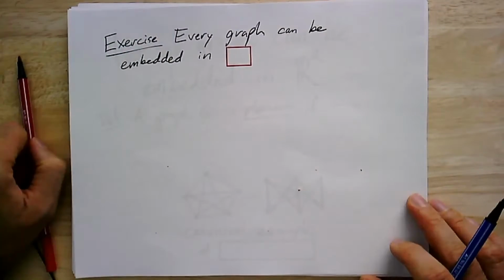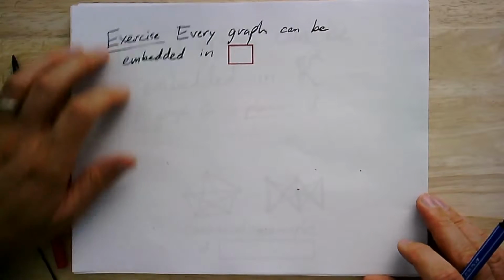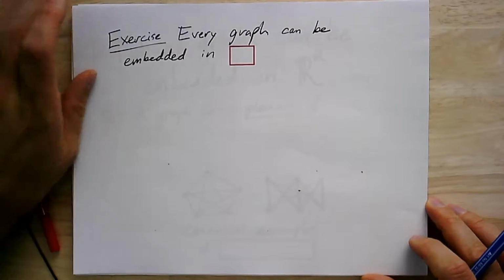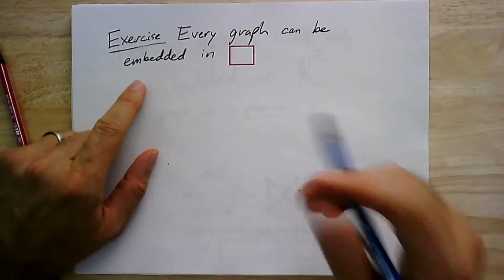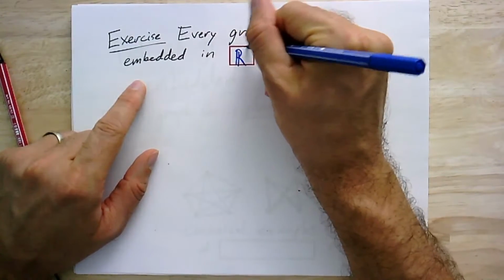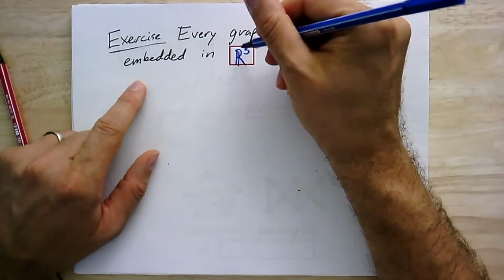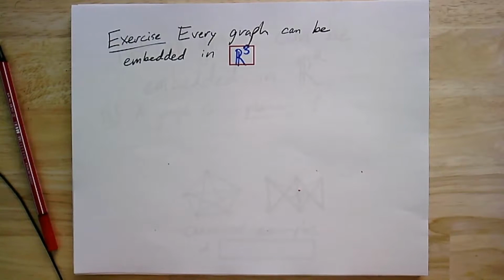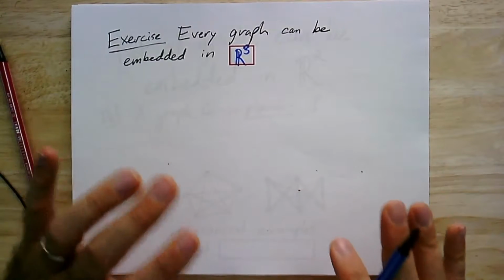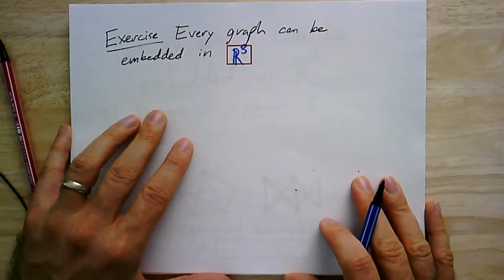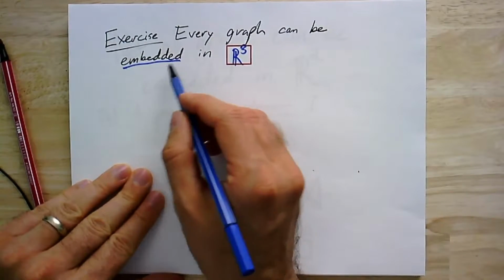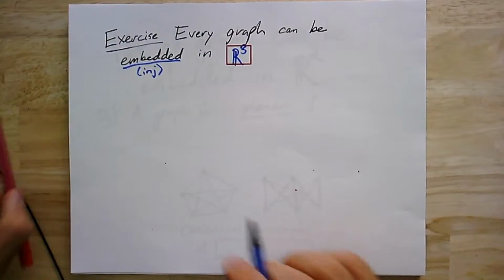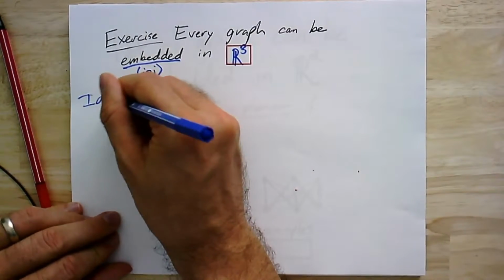All right, now here's a nice exercise to get us warmed up, thinking about drawings and embeddings. It's an important fact: every graph can be embedded in R3. So if I were to take a mapping from the graph into 3 dimensions, I can always do it without crossings. The embedding means injective, don't forget, so that means I have no crossings. And the idea is pretty simple.